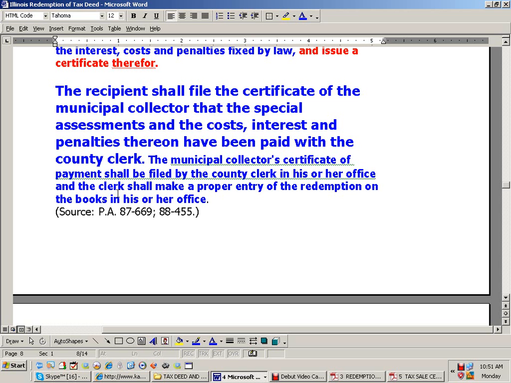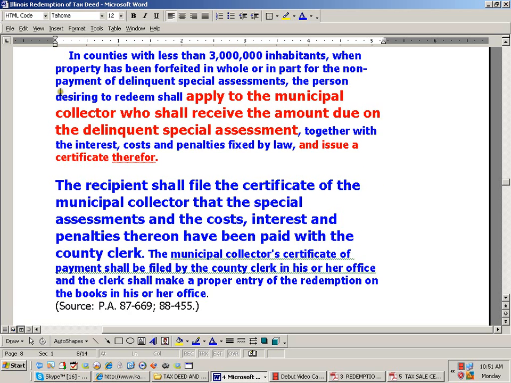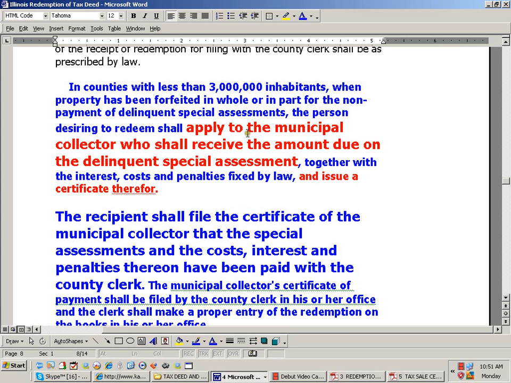So they put a lien against your property. Right. Okay, so in counties of less than 3 million, when property has been forfeited in whole or in part for non-payment of delinquent special assessments, the person desiring to redeem shall apply to the municipal collector, who shall receive the amount due on the delinquent special assessment. So you need to ask him for the delinquent special assessment for your property, together with interest, costs, penalties, and issue a certificate thereof.